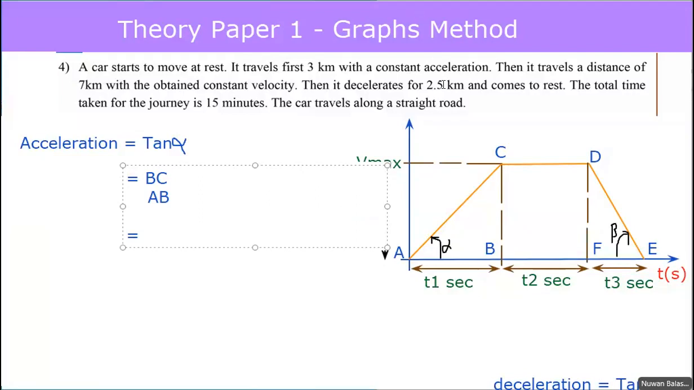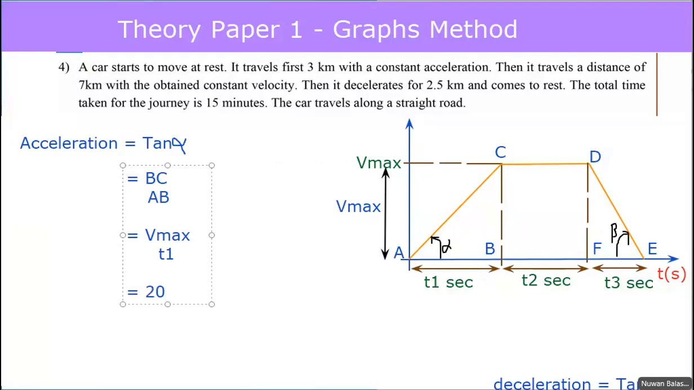BC is Vmax, and AB is T1. Vmax is 20. Can somebody tell me what T1 is? 300 seconds, sir. Thank you very much. So now you can cancel out this 0 and this 0. Then you get 2 divided by 30. 2 divided by 2 is 1, 30 divided by 2 is 15. So you get 1 over 15.